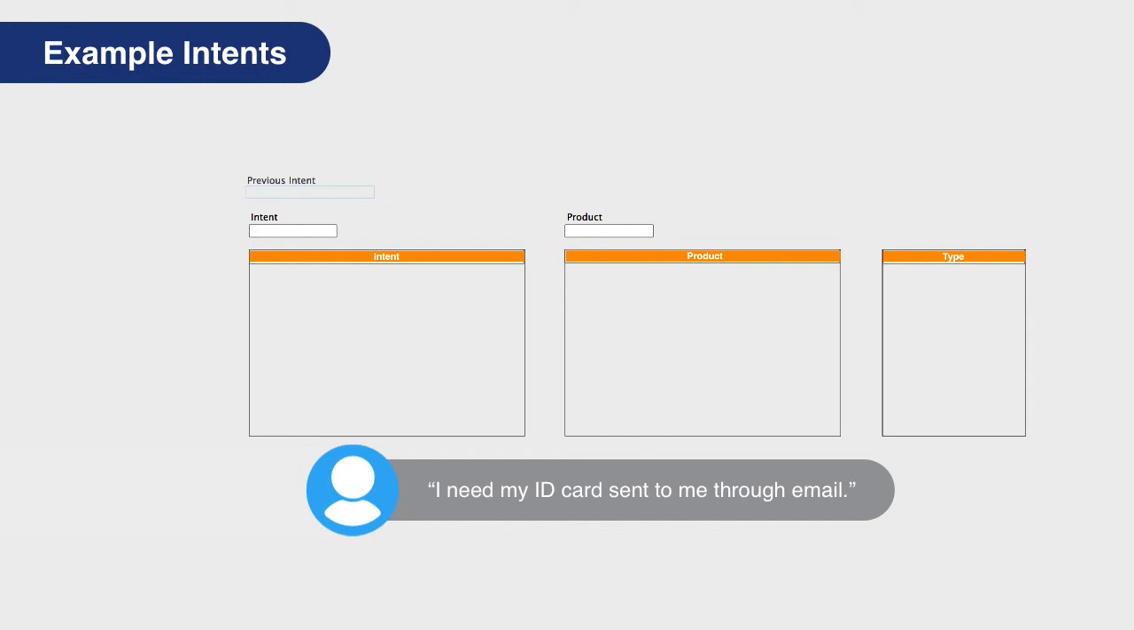I need my ID card sent to me through email. In this example, the caller is requesting a particular document sent to them. The intent is request/need ID card. The type is email.